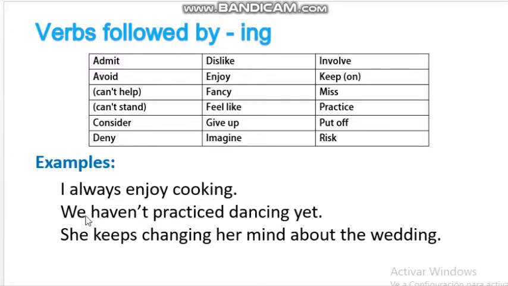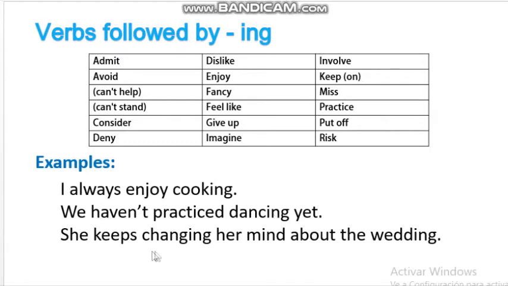The next one, we haven't practiced dancing yet. Which one is the verb in this sentence? It is practice. We have here in the list practice. So, as we have practice, the other verb must be followed with ing.